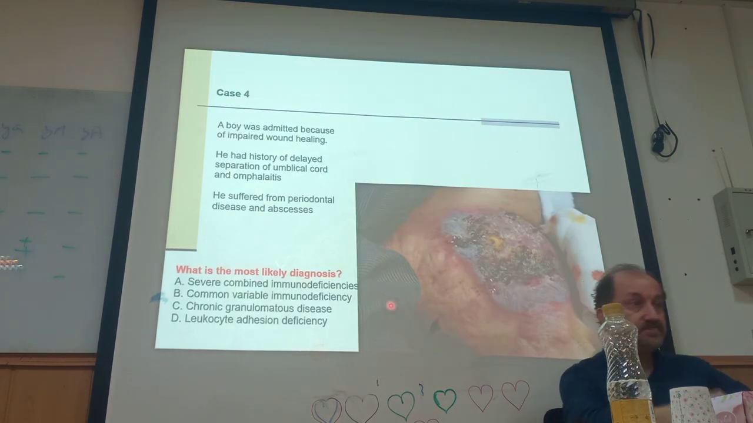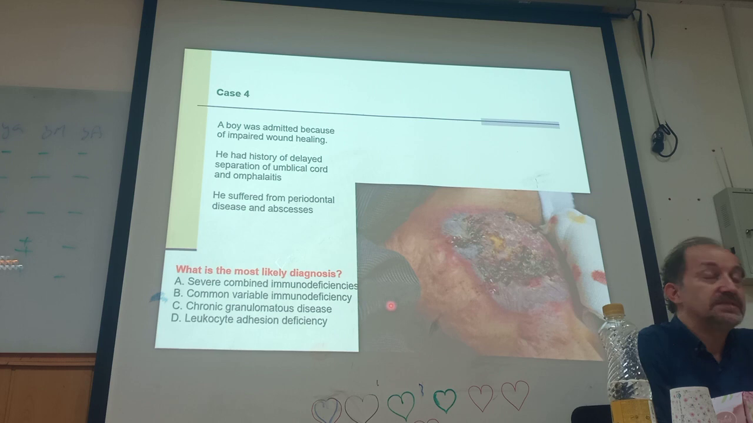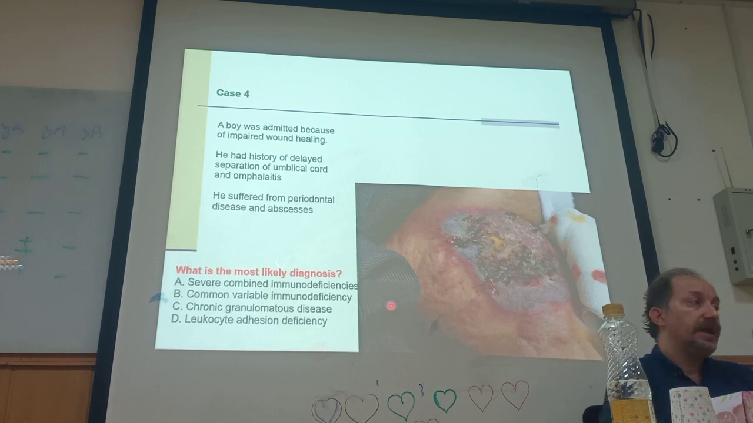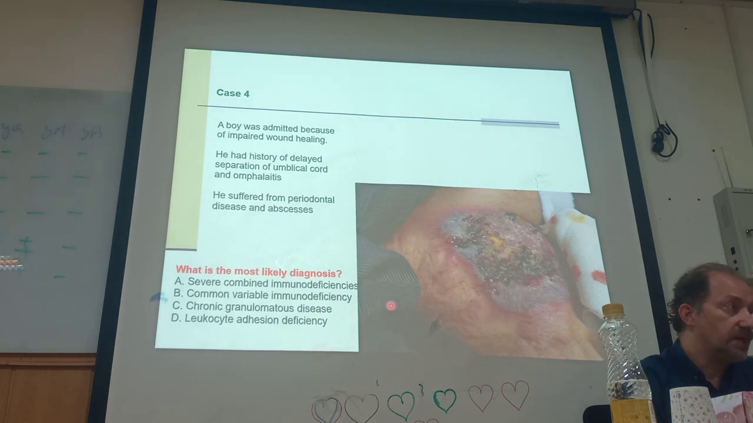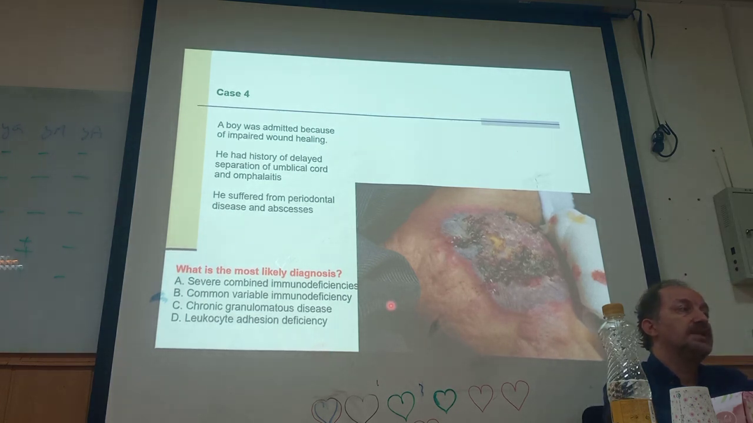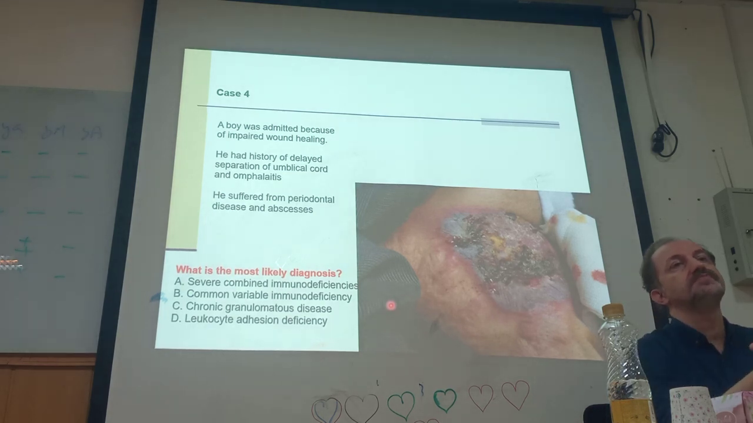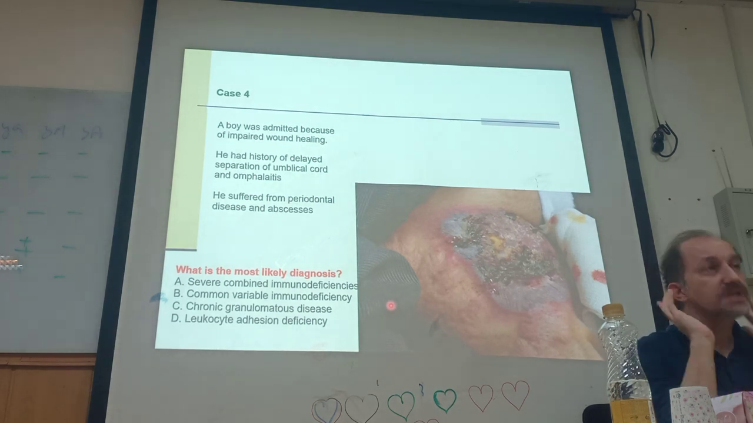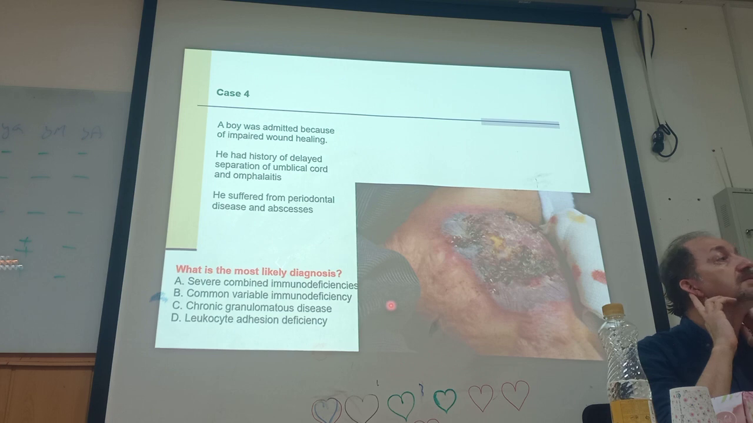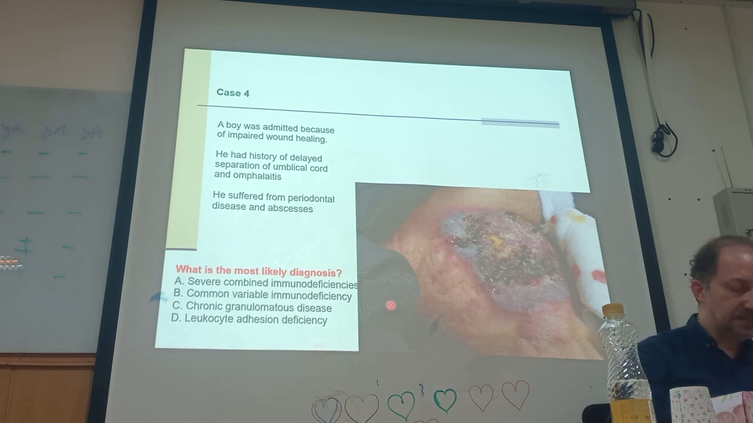Case number 4. A boy who was admitted to a hospital with impaired wound healing. He had a history of delayed separation of the umbilical cord, omphalitis, and he suffered from periodontal disease and abscess. What is the most likely diagnosis? So what should I do to make the diagnosis? Chemotaxis and CD18 and CD11.